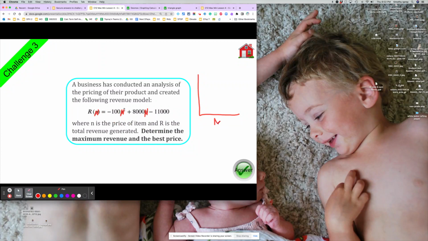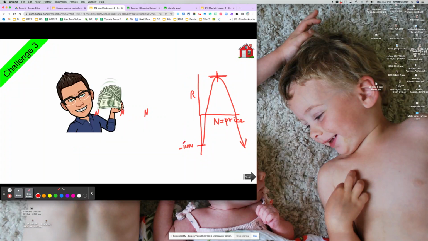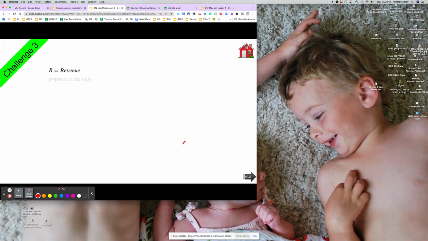So I'm going to call this N is the price. I have no idea why. I'm probably going to change that in the thing before you see this, that's going to be a P, not an N, and this is the revenue. Okay, this to me looks like it has a y-intercept at negative 11,000. Okay, and it's a parabola that opens down, so it's going to look something like that. And it's a parabola, so we're basically trying to find that maximum height. And so that's going to be pretty straightforward for most of us, okay?